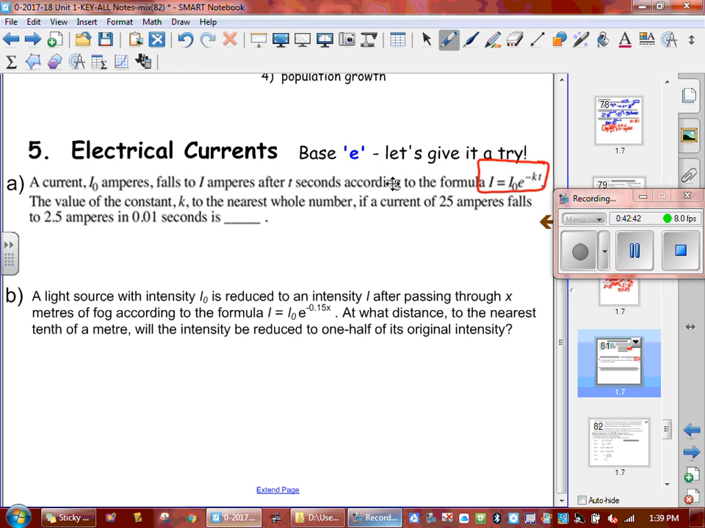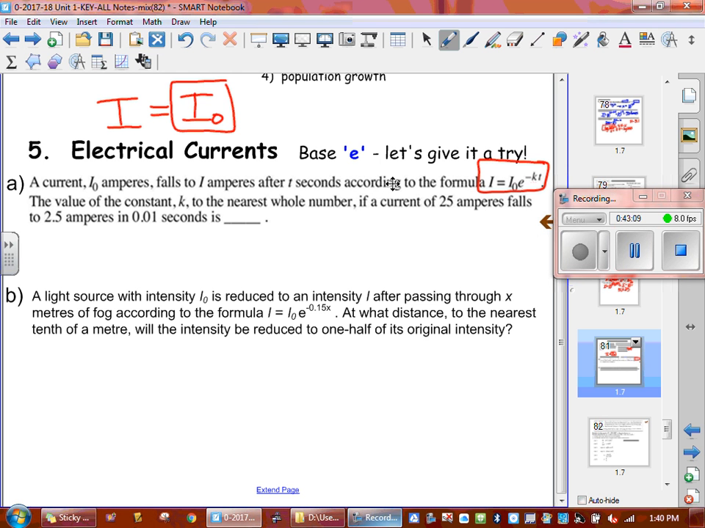So I'm going to adapt the equation. I've got I is equal to my initial amount, I0. I0 is always your initial amount, remember guys, I0 or A0. It's always initial amount, what you start with. And then it's e to the negative kt. All right. I'm going to actually do this on a blank page so I have a lot of room.